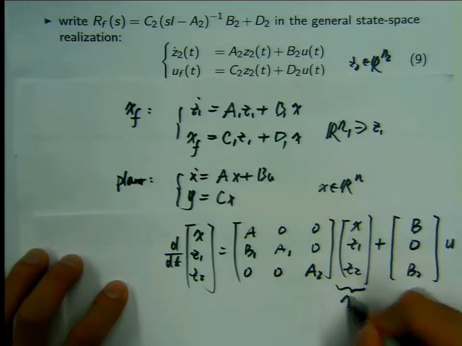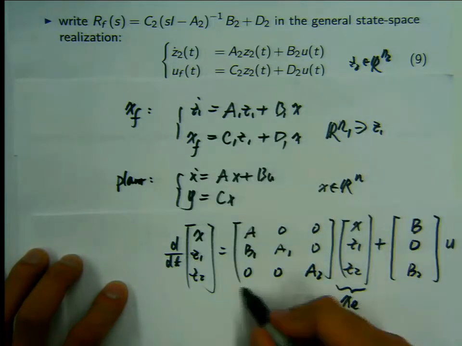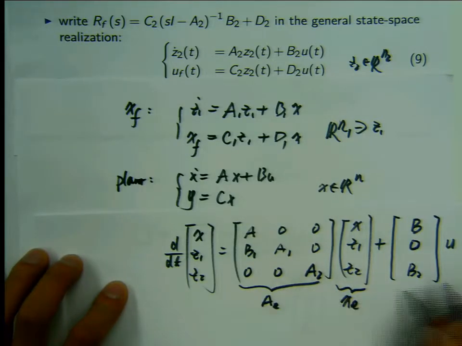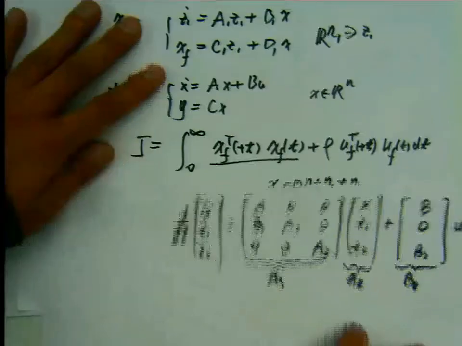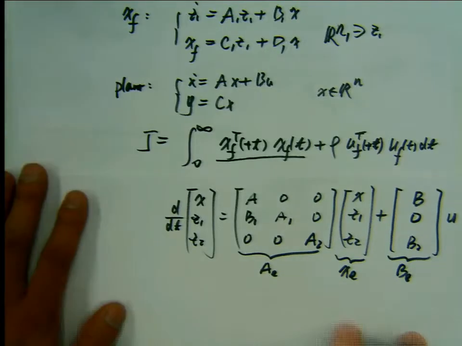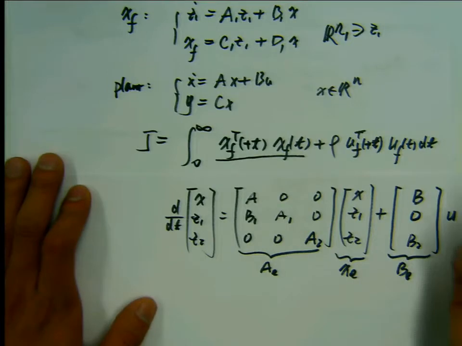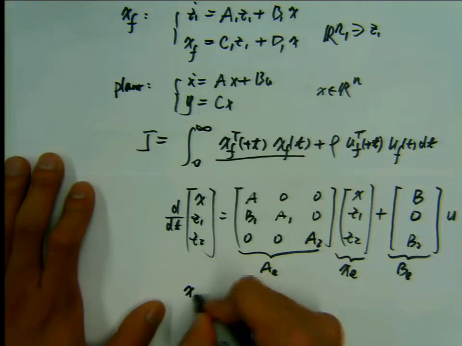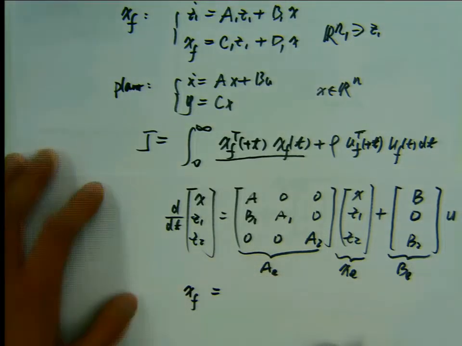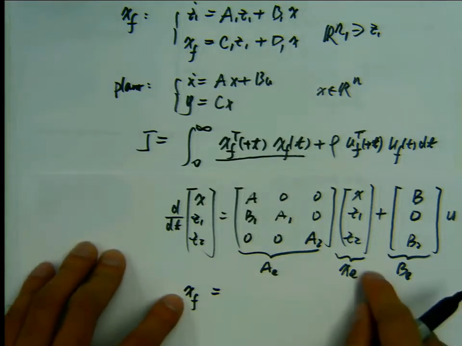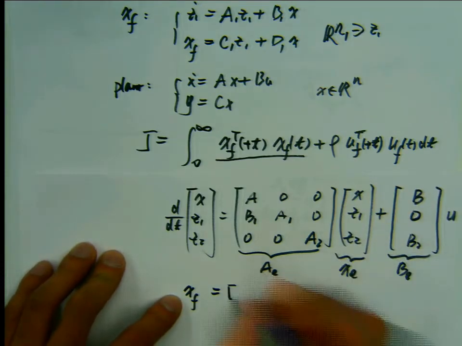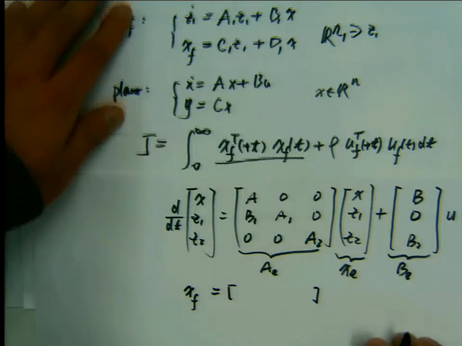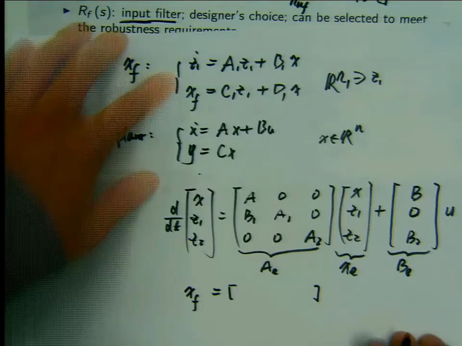Okay? So this is the enlarged state. And these are the matrices, equivalent A and B matrices for this enlarged space system. Now, with this, what is xf in this case? Write xf as a function of this enlarged state. What should be the matrix ahead of it? If I give you all this information here.